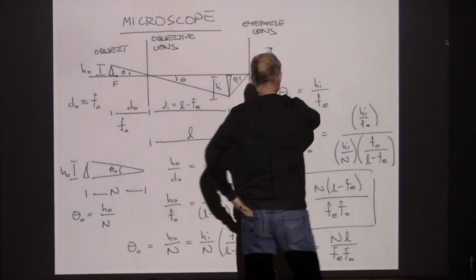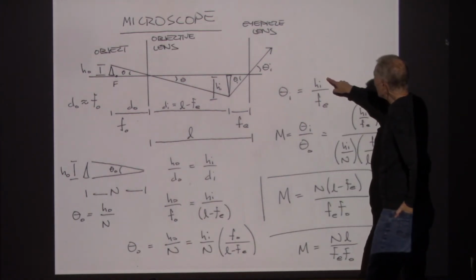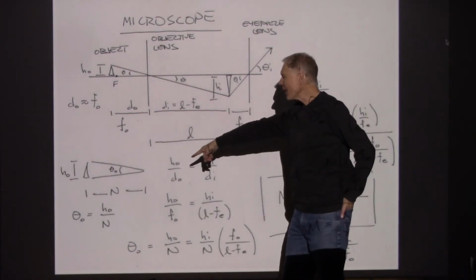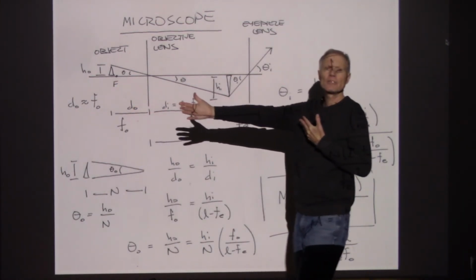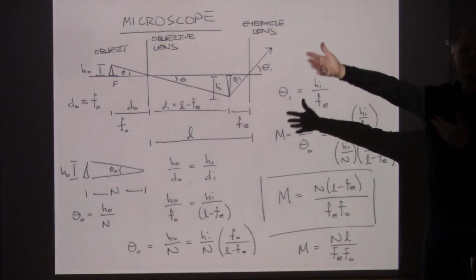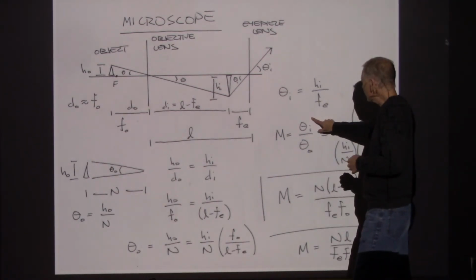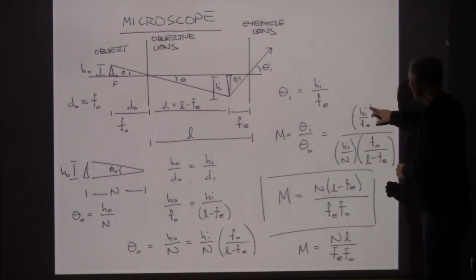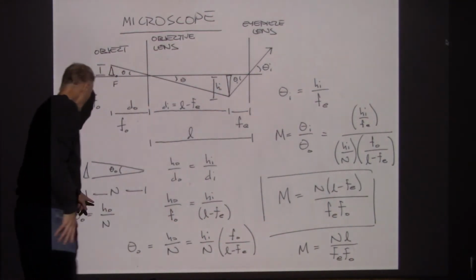Now, the angular size of the image is going to be the same as it was for the telescope. It's going to be HI over FE. So this looks like the telescope, except the near point was the DO. That's the only difference. For the telescope, the N was the DO, it was the distance out to the object. All right, what we can do then is take theta image over theta reference, and that gives us HI over FE. Now for theta naught, we're going to play around with this a bit.